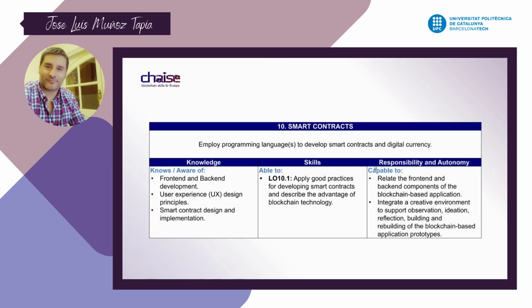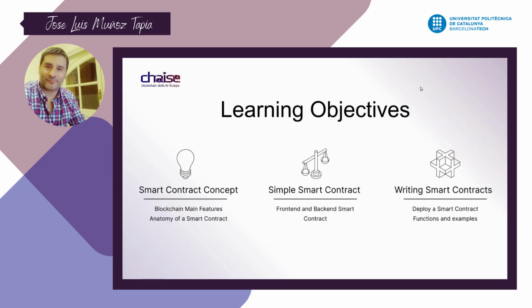In this module, the idea is that you learn a little bit of all the machinery about smart contracts, so that at the end you are able to write and understand smart contracts and integrate this technology into some possible application. These are the objectives: that you understand the concept of a smart contract, that you are able to write some smart contracts, and also that you are able to compile, deploy, and use a simple smart contract.